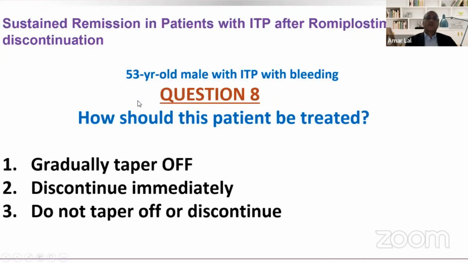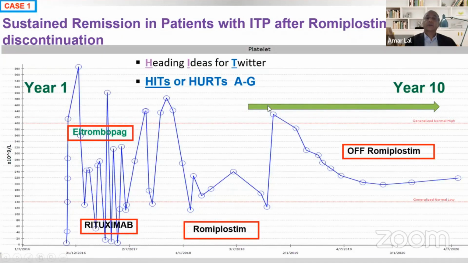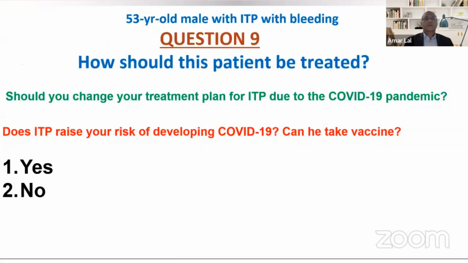So in this patient, there were 3 options I discussed with him. We can gradually taper off, instead of weekly making it every 2 weeks, like romiplostim, or discontinue immediately, or not taper off. He agreed to stop therapy after 1 month, 2 weekly, then off. So he went off therapy, and he has now been off therapy for more than 2.5 years. He was doing great. So he had remission after romiplostim. Now, this is a sustained response to this medication.